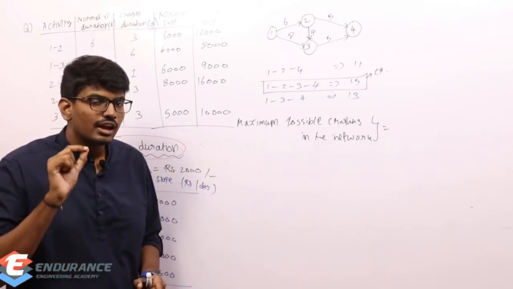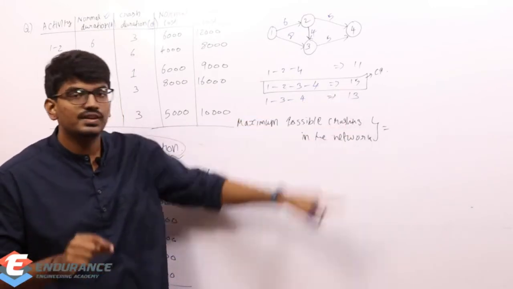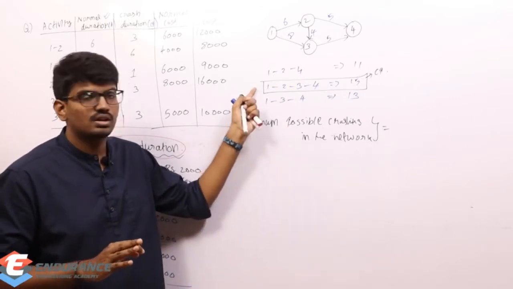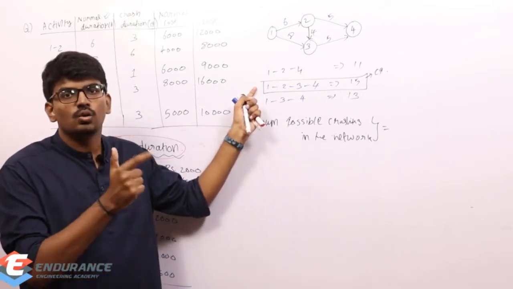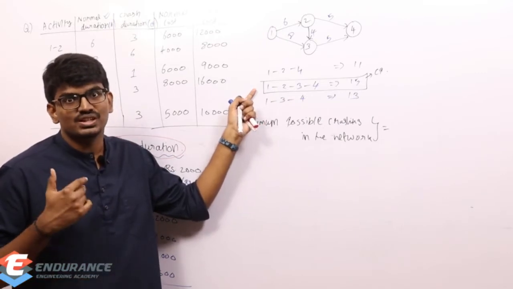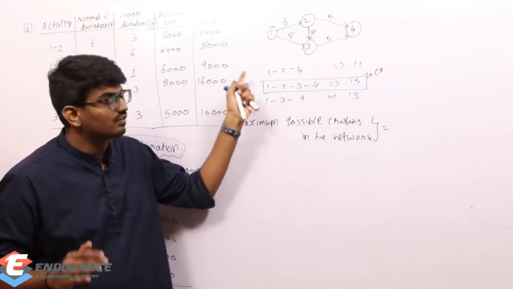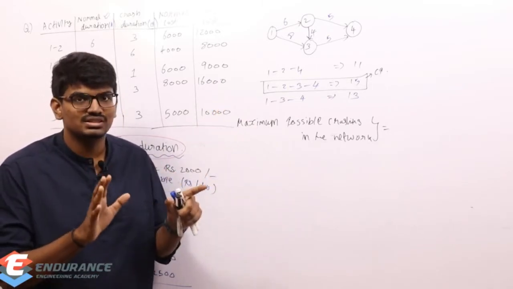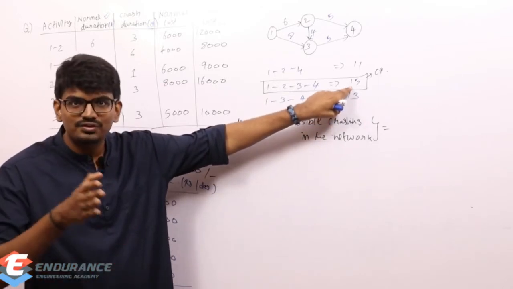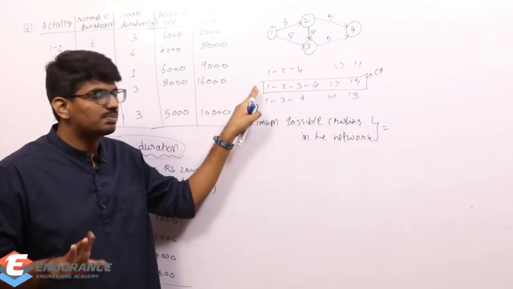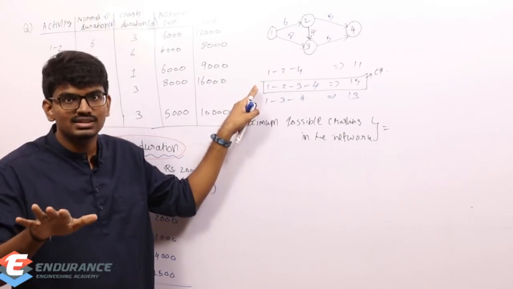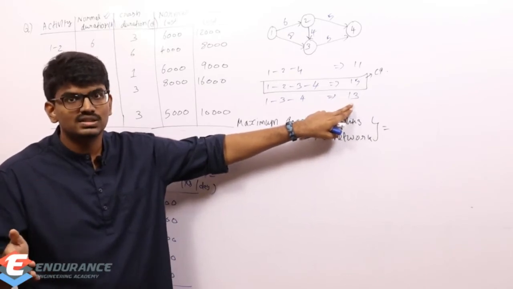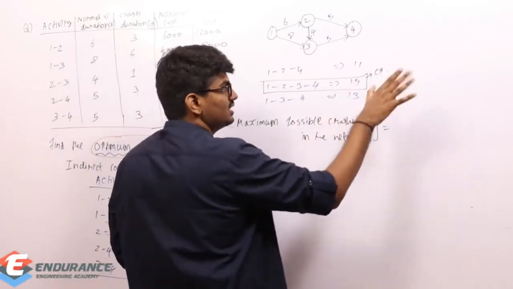Listen carefully. If I reduce the duration of this path from 15 to 12, what will happen? What will be my project duration? My project duration will be 13. You might get confused, but there is nothing to confuse. Very simple. If I reduce this duration from 15 to 12, obviously this path is not going to be my critical path. Reason? This other path has more duration. This is the longest path initially.